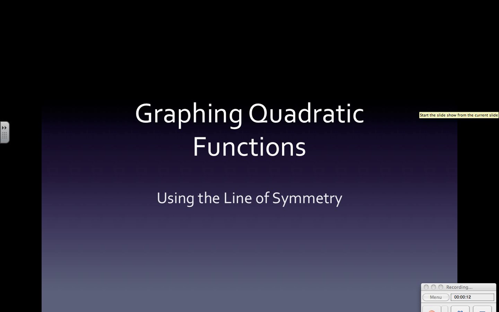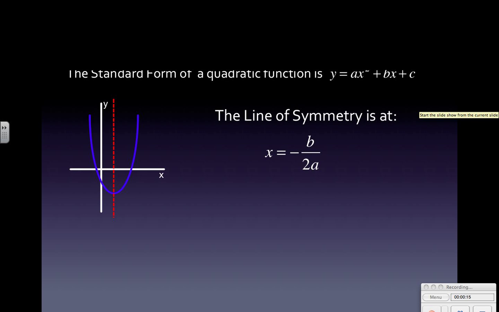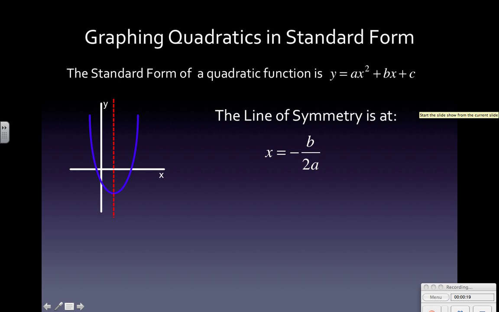We're going to look at graphing quadratic functions using the line of symmetry. So when you're trying to graph using the line of symmetry, you want to make sure that your function is in what we call standard form. And the standard form of a quadratic is y equals ax squared plus bx plus c. So everything's been multiplied out. It's not in factored form. It's not in vertex form. Everything is expanded, we say.